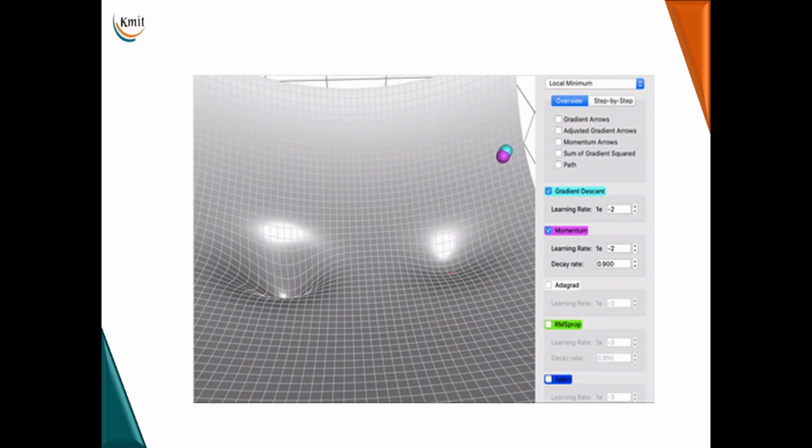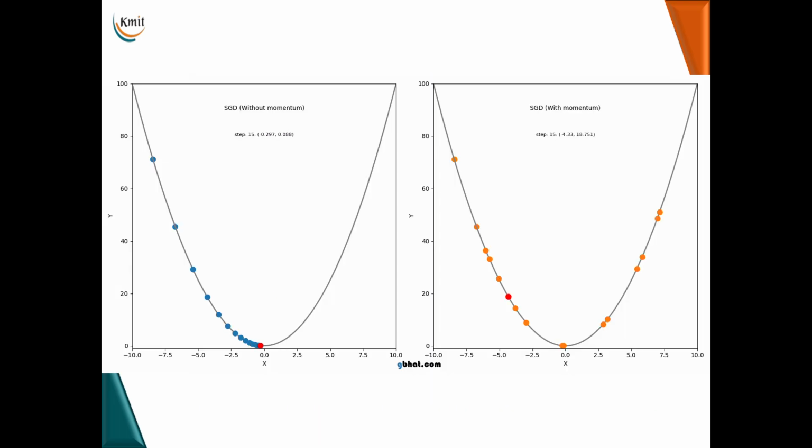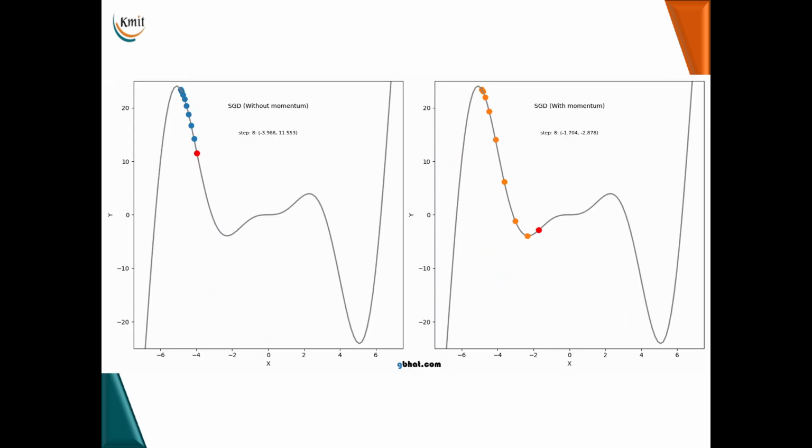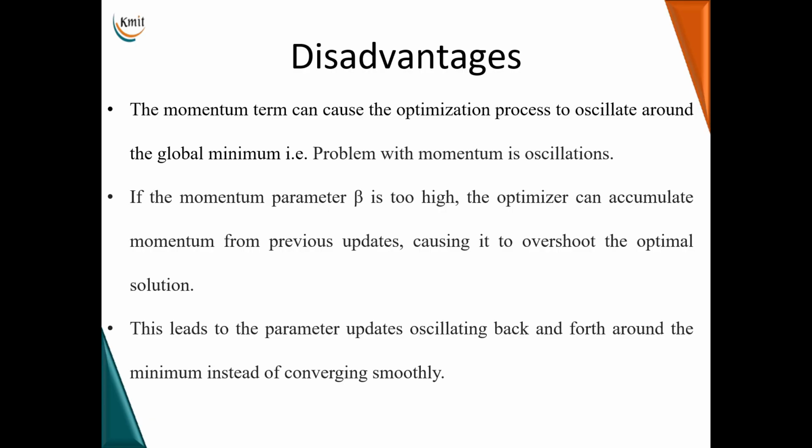You can see here in the animation also. Here is stochastic gradient descent and this ball represents adding momentum. But with a few oscillations it is settling down in the global minima value. This is the other animation. So this can be considered as one of the disadvantages of introducing momentum. That is, the problem with momentum is oscillations.